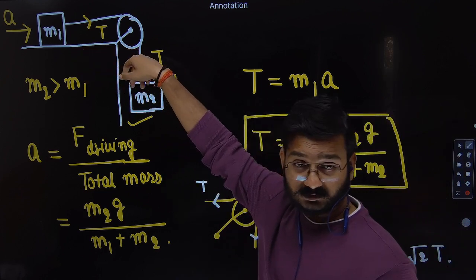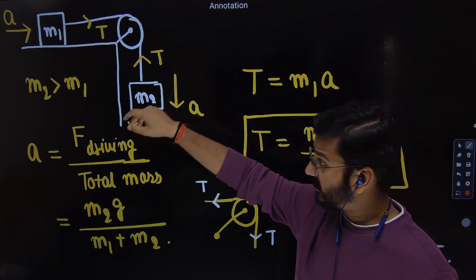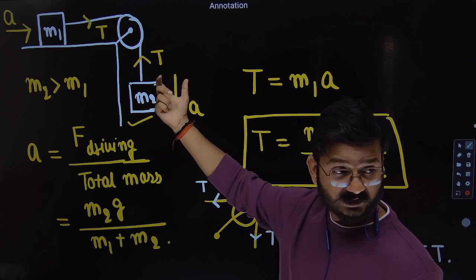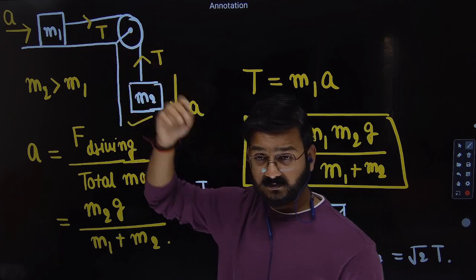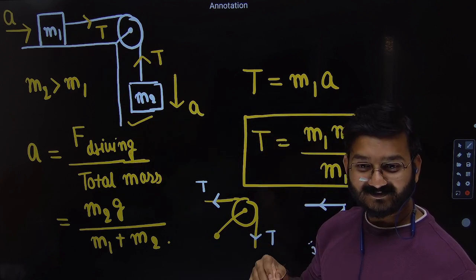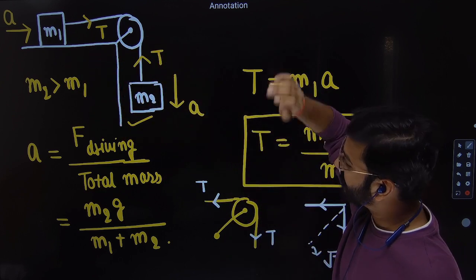One pulley, two blocks. The question is telling us to find the acceleration of the system. It is given that M2 is heavier than M1. The system will move in the downward direction. So this will move down, and this will move rightward.